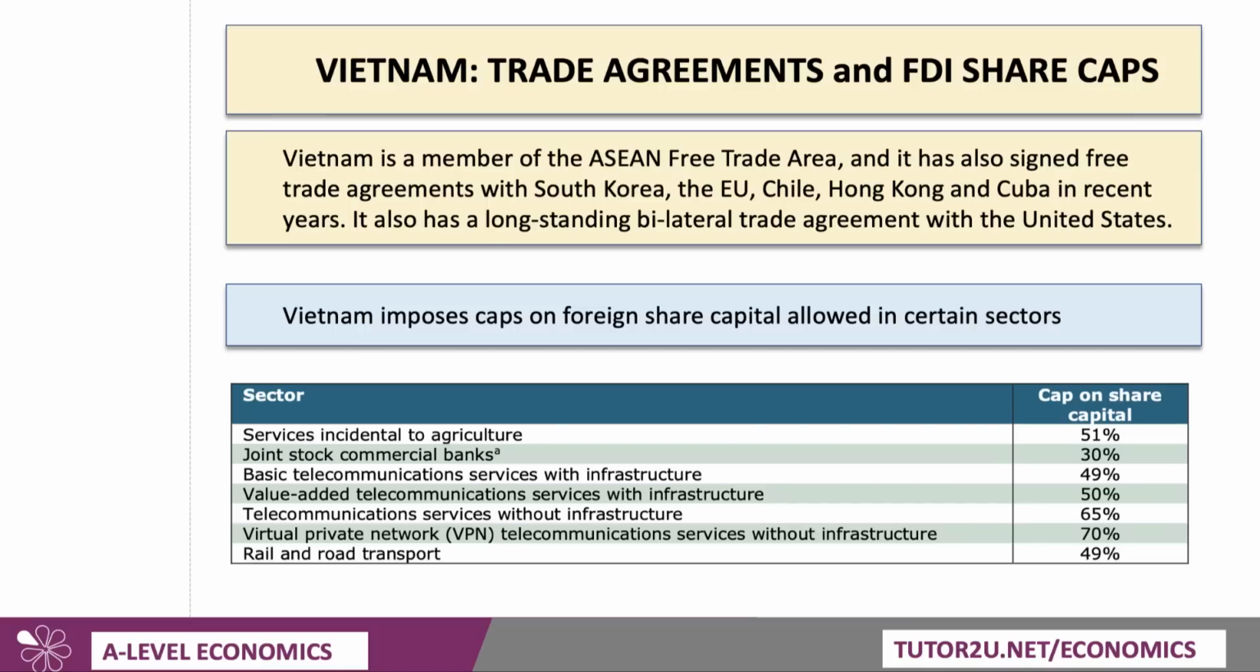However, the Vietnamese government, then we get to state, one-party state, they do impose some caps on foreign share capital allowed in certain key sectors, and they're listed there. Things like private networks, telecoms, etc., road and rail. You are limited on the share capital that can be owned by foreign investors.